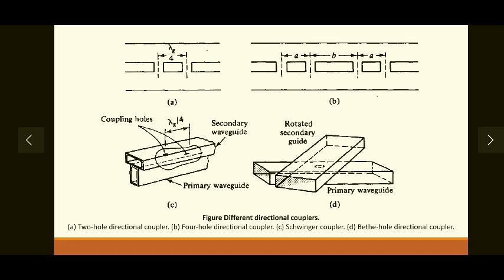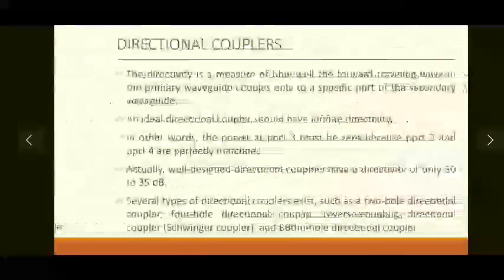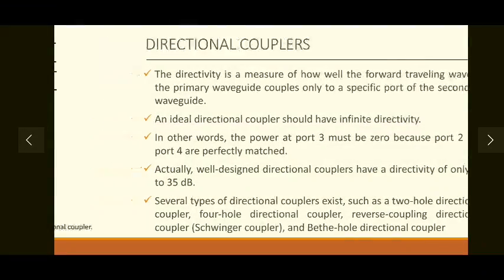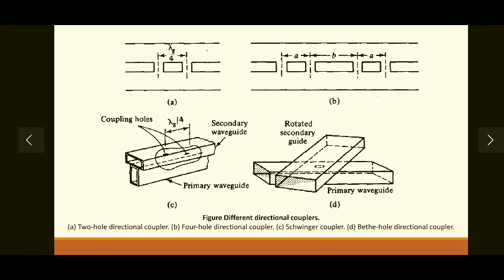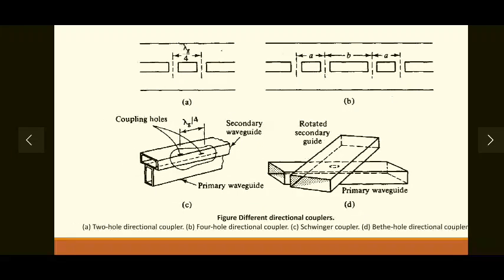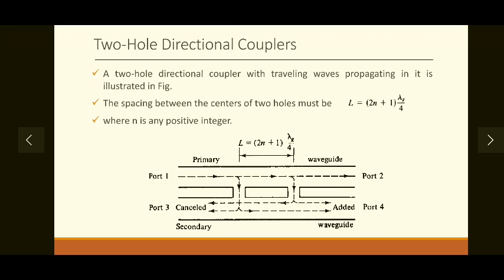The third diagram, diagram C, is a Schwinger coupler, the reverse coupling directional coupler. And the fourth is a Bethe hole directional coupler, which has a rotated secondary waveguide rather than a parallel secondary waveguide. So we are only looking at diagram A for the current introduction. Let's have a look at a two-hole directional coupler.